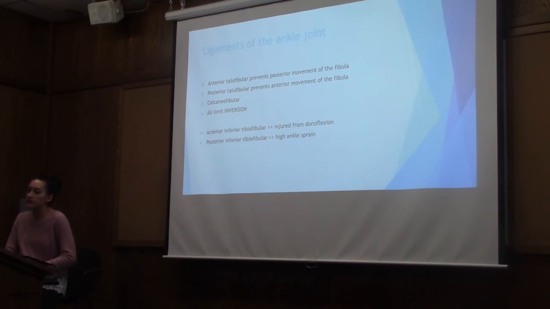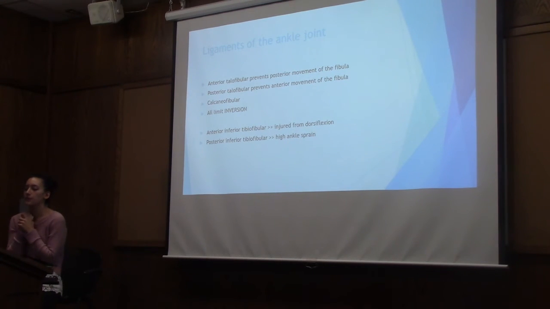Okay, and then the ligaments of the ankle joint. So there's the anterior talofibular. It prevents posterior movement of the fibula, which makes sense if you think about where it's positioned. So the talus isn't going to move forward, and the fibula is not going to move back. It holds them together. Posterior talofibular prevents anterior movement of the fibula, right? It'll pull the fibula back, make sure it's going anteriorly.